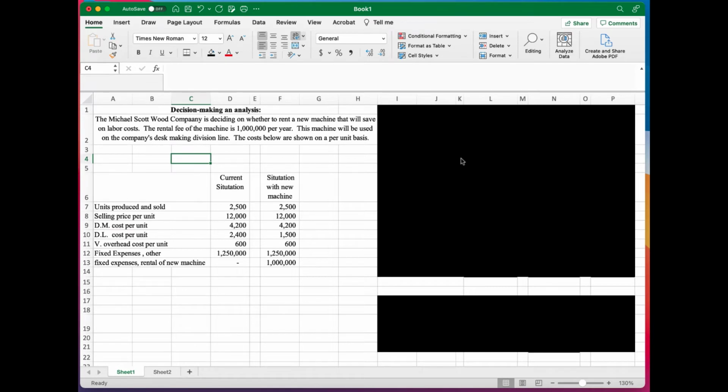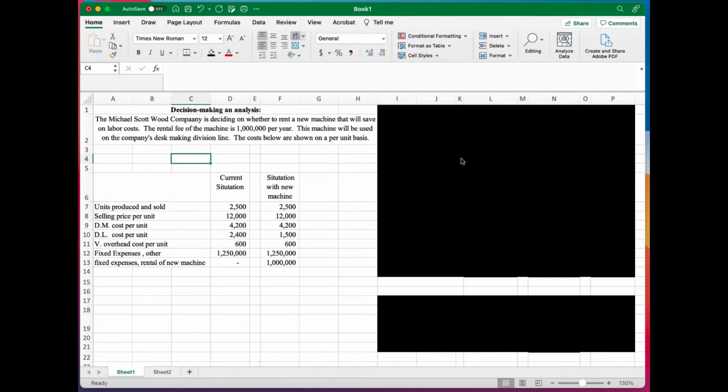So what we see here is an example of a decision that a manager might have to make out in the real world. So we're going to conduct decision making analysis. We're going to read the facts of the case. We're going to do the total cost approach, and then we're going to look at the differential approach to making decisions.